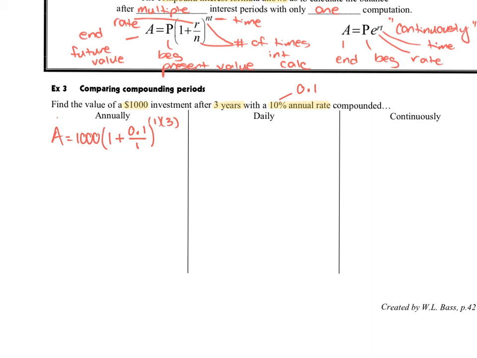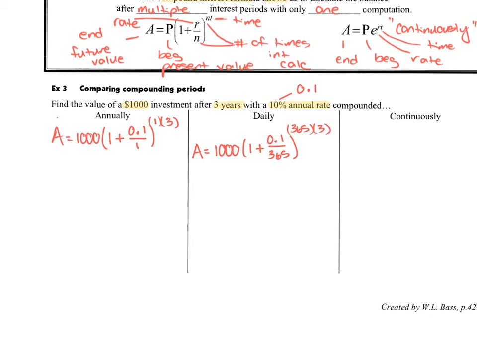For my daily computation, I'm still looking for a future value. I'm still investing $1,000. We're going to have our 1 plus our rate is still the same. This time, we're going to compound it 365 times, so I'm going to put a 365 here. And in my exponent, I'm going to put that 365 again, and I'm still looking at it after 3 years.